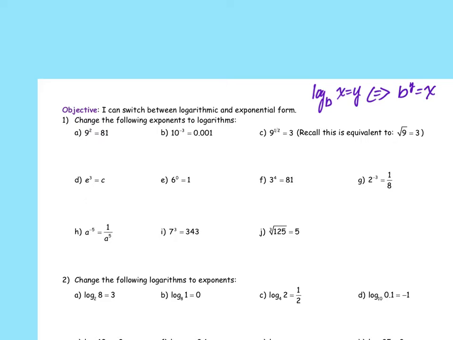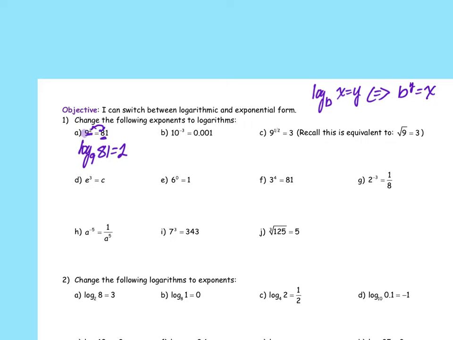Okay, so it says I have b to the y equals x. So I'm going to write it backwards. I'm going to write it as a logarithm. So this is going to be log, my base here, which is 9, becomes the base of my log. So log base 9. And then these two, the 2 and the 81, just switch sides of the equal sign. That is not an 8. Okay. Log base 9 of 81 equals 2.